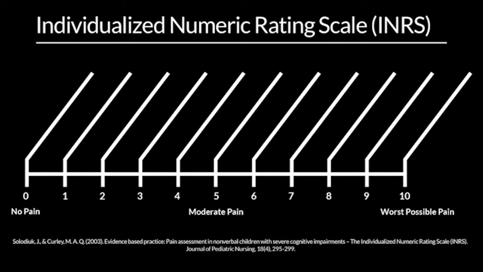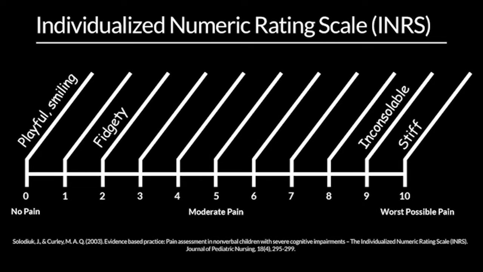Here's an example of an INRS that was filled out by a parent on behalf of their developmentally delayed child. You can see when the child is in no pain, the child is playful and smiling, up to the worst possible pain, where the patient becomes very inconsolable and stiff. This scale can be an invaluable tool for helping to assess the pain of a developmentally delayed child.